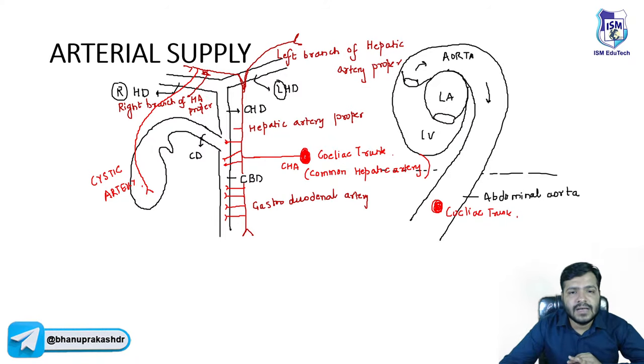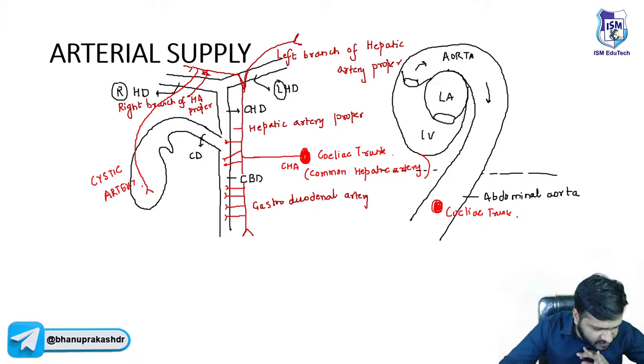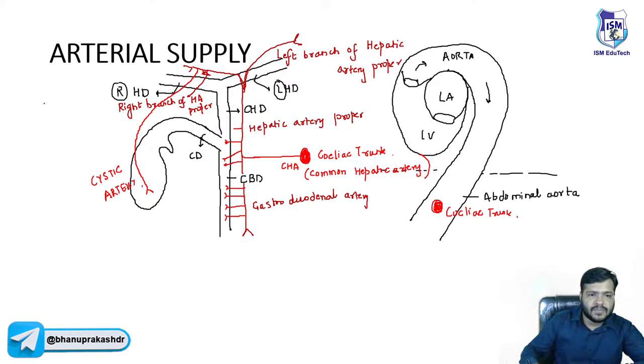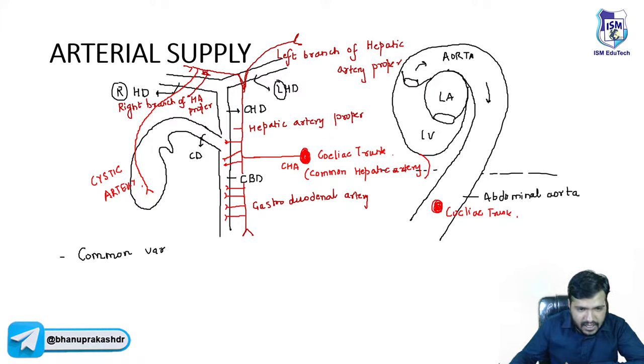So I hope this is clear to everyone over here. Just give me a thumbs up in the chat box if the blood supply is clear to everyone. Sanjana says okay. Perfect, beta. So you should remember, beta, there are common variations. Kriti, Angel, Dimple, Garima, very good. We have the common variations of the cystic artery.